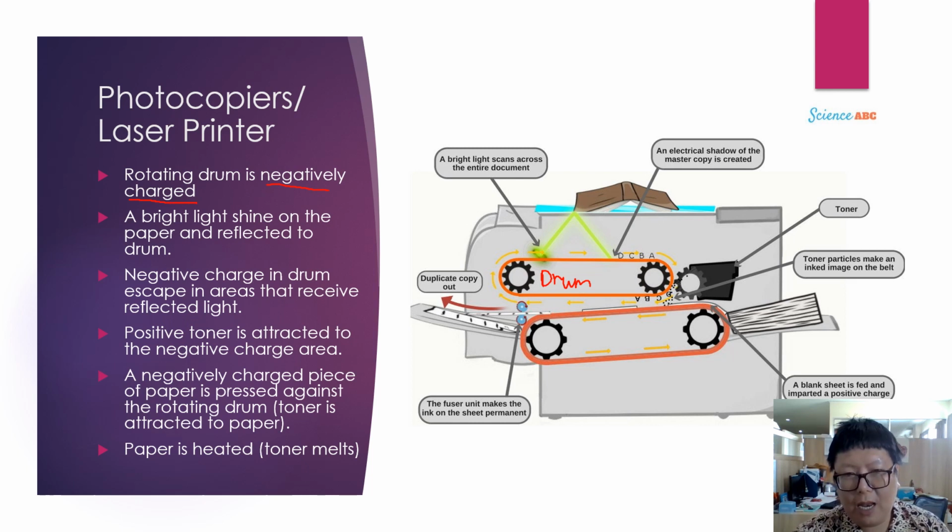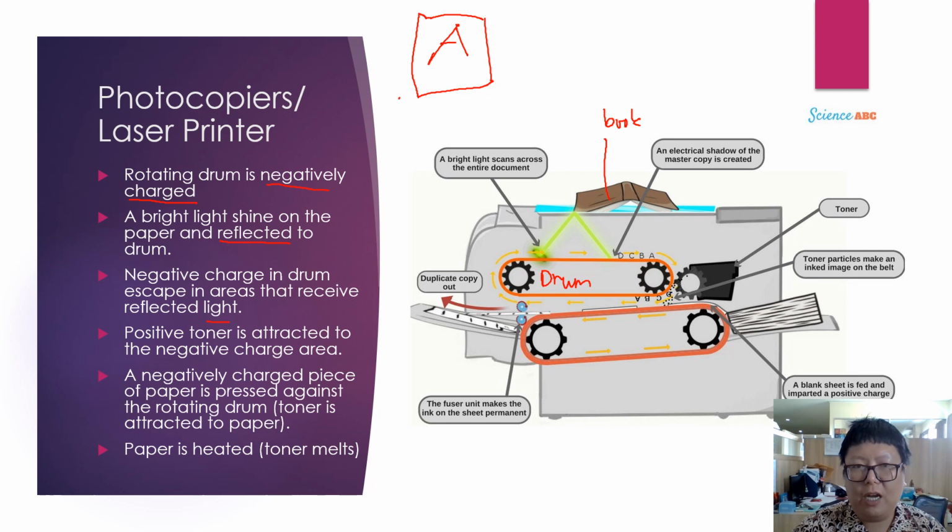When a bright light shines on the paper that we are going to copy, this book, it will be reflected to the drum. The negative charge in the drum will disappear when exposed to the light. So the light makes the negative charge in the drum disappear. The one that's still available is the writing, which we call the electrical shadow. For example, you want to copy the letter A, and the bright light shines on the A, and this is the drum.